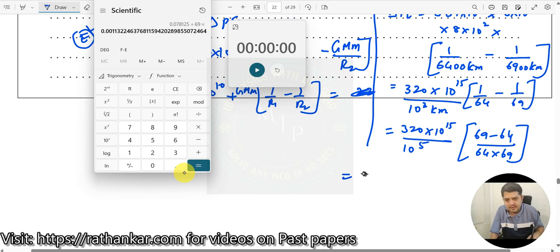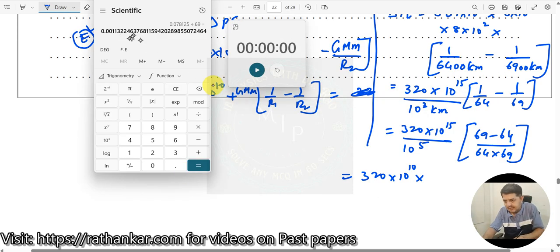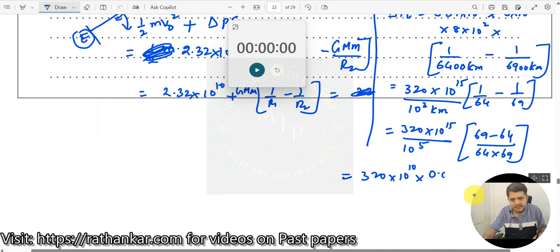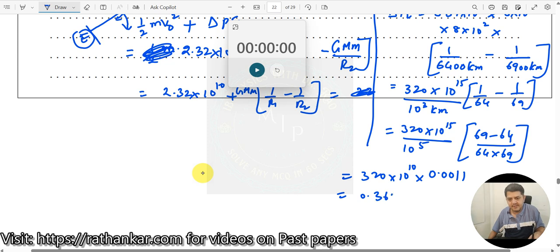Okay, so I'll write this as 320 and 10 power 5, 10 power 15. I'll write this as 10 power 10 multiplied by, what is the answer I got? 0.0011. When I do this, what is the answer I get now? So 320 multiplied by this, I get 0.362 into 10 to the power of 10. Now what is this now? This is nothing but your delta potential energy.